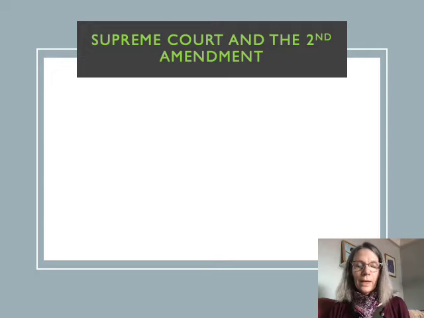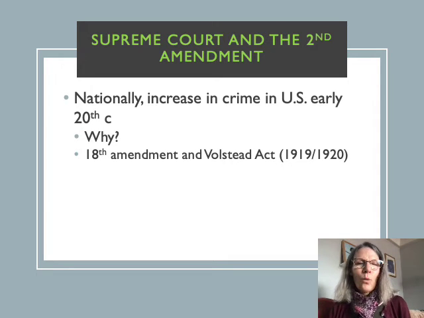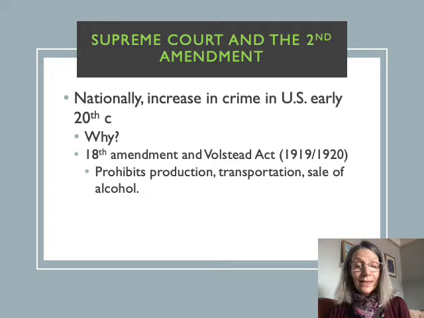So what's going on at the beginning of the 20th century that leads to the federal government passing a gun control law? Well, the reason for that is that we see an increase in crime in the early part of the 20th century. And there are two reasons for why we see this increase in crime. One has to do with the 18th Amendment and the Volstead Act. Basically, the 18th Amendment is the Prohibition Amendment. It prohibits the production, transportation, and sale of alcohol. And that is brought into power through the Volstead Act.